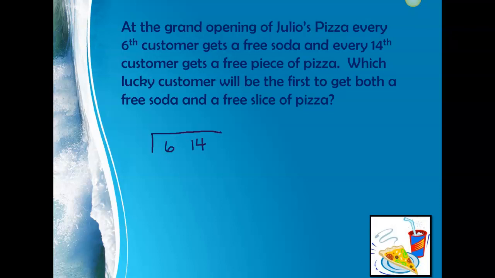Then we look for a common factor of both 6 and 14. Both of them can be divided by 2, so I will do the division and end up with 3 and 7 on top. Since the only common factor that 3 and 7 have is 1, I know that I'm done dividing. The next step is to multiply the numbers on the outside of the bracket, up the side and across the top. 2 times 3 is 6, 6 times 7 is 42, so it is the 42nd customer who will get both a free soda and a free slice of pizza.